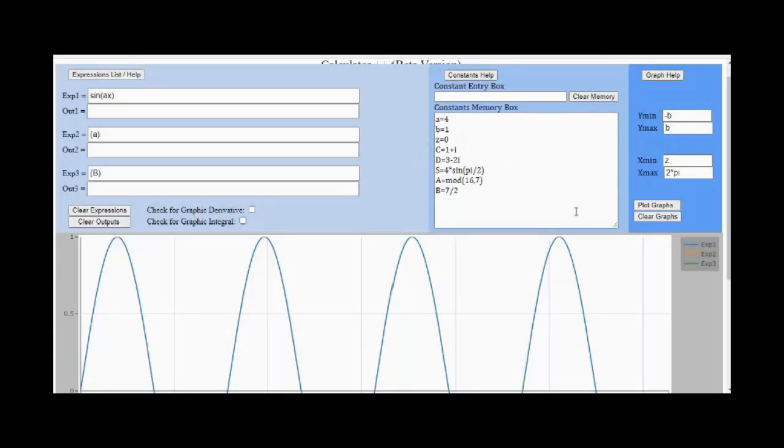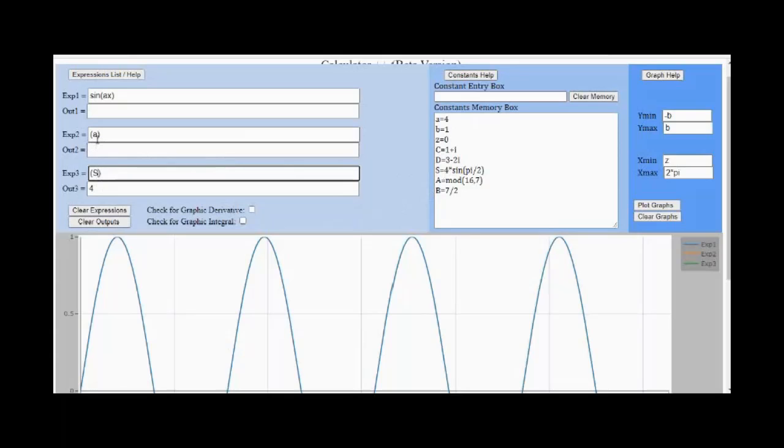Okay, check that out. Now, also, as far as constant functions, take a look at this. Capital S, I assigned it as 4 times the sine of pi over 2. So if we want to know the value of capital S, just to show you that the capital S now is equal to 4, and can be used in any other expressions that you may want to calculate.